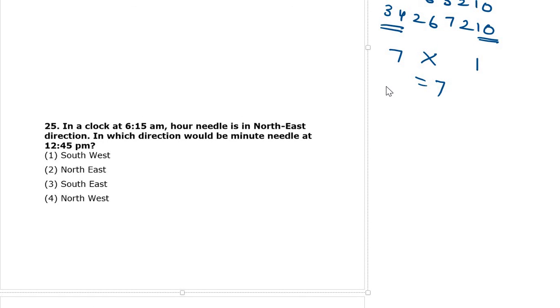In a clock at 6:15 a.m., the hour needle is in the northeast direction. In which direction would the minute needle be? That is important. They are not asking about the hour needle. They are asking about the minute needle at 12:45. Okay, this is our clock. The hour needle is in the northeast. 6:15 is northeast.